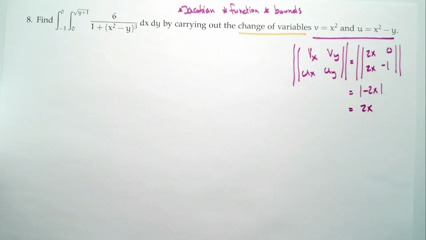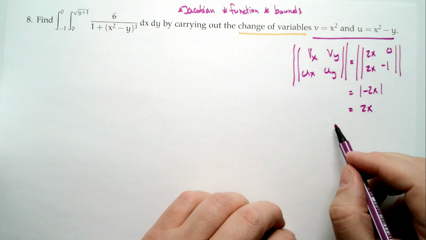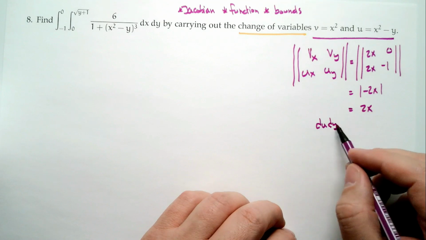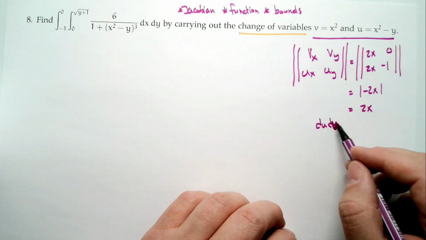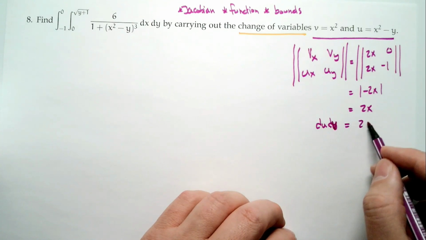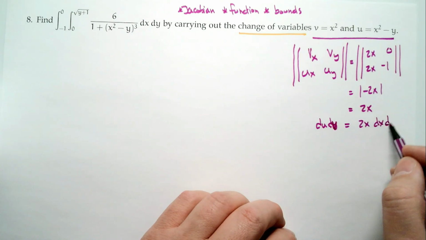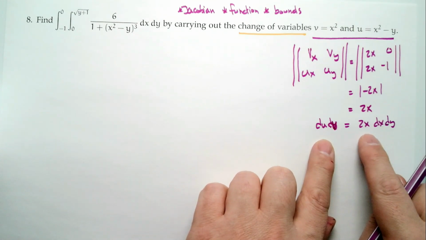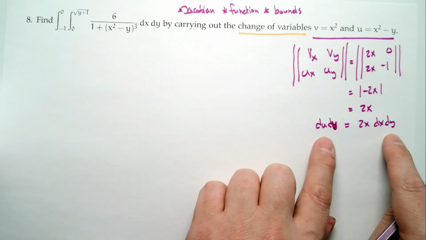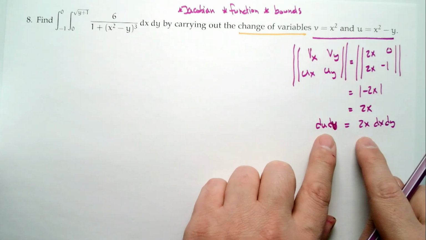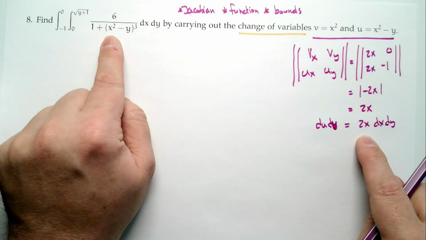Now, how do we interpret this 2x? Here's the answer. It's that du dv, or dv du, we haven't picked an order yet, is equal to 2x dx dy, or again dy dx. So essentially, this 2x is telling us how much we scale between these two different coordinate systems. Now, life would be good if we had a 2x here, but we don't.